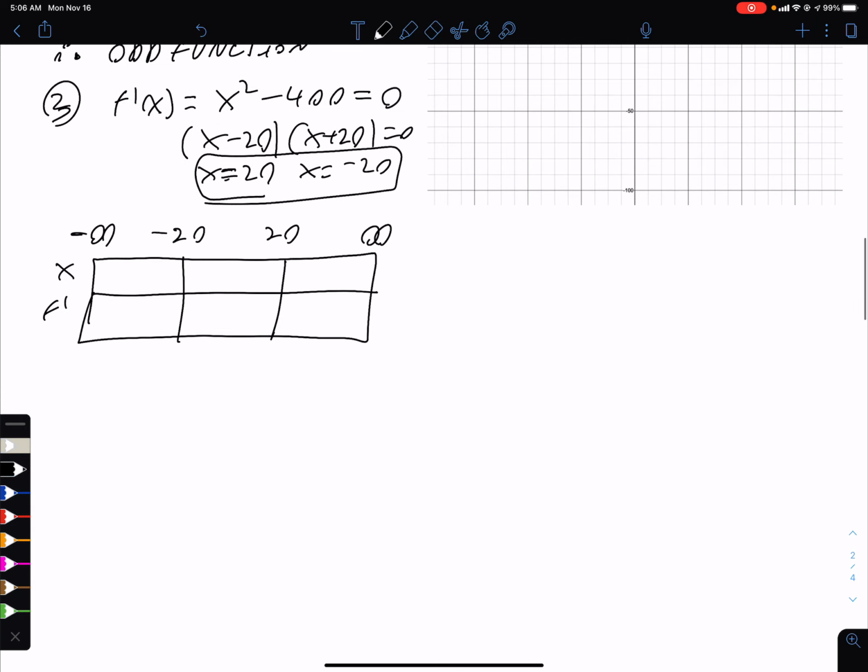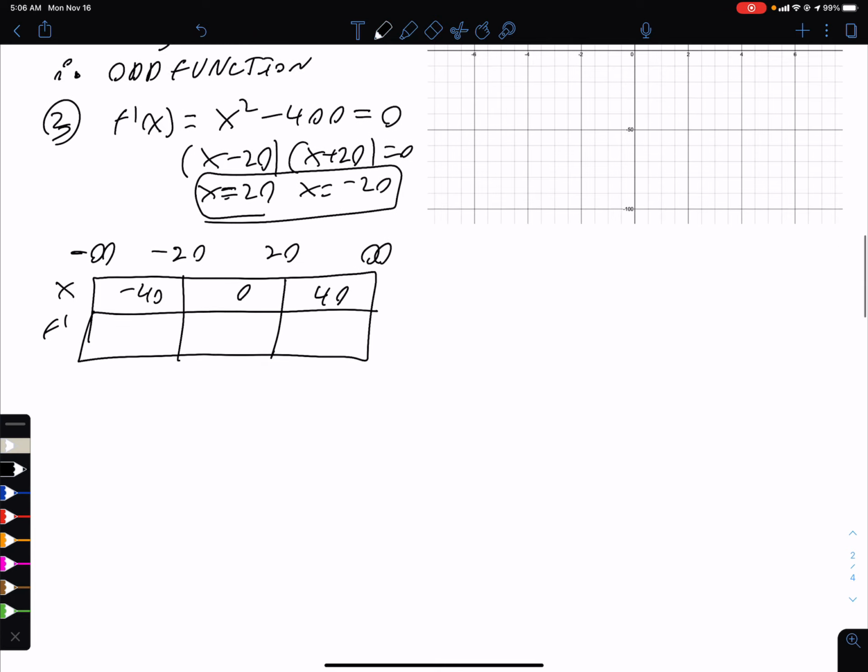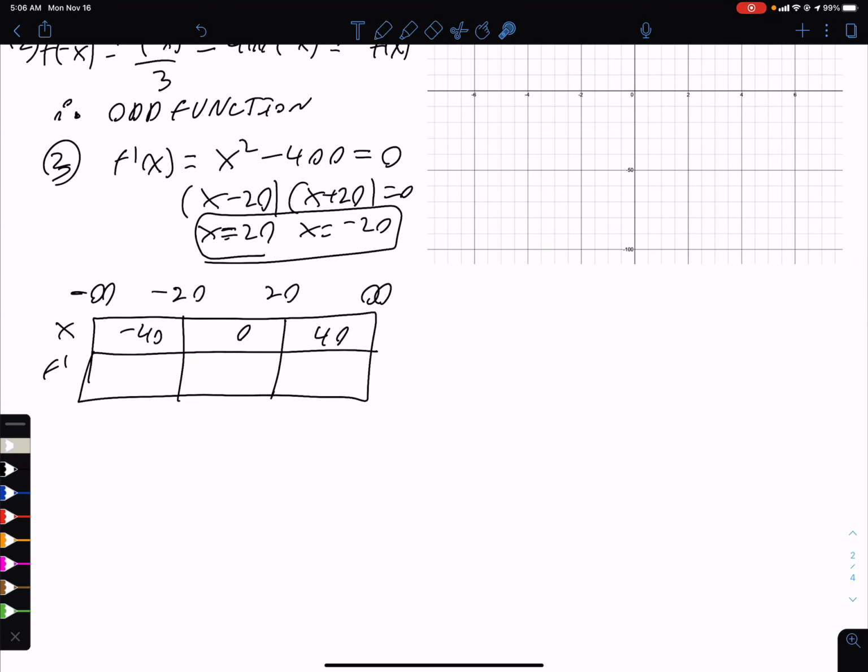So what do we know? Let's plug in numbers in each region. It's random. You can put whatever number you want in each region. 400 is kind of crazy, so I'll put 40. And then you check to see what the derivative will be. If I plug a negative 40 there and there, that'll be negative, that'll be negative. A negative times a negative is positive. I plug in 0, that'll be negative, that'll be positive. A negative times positive is negative. And then I plug in 40, positive, positive gives me positive. So I know it's increasing here, decreasing here, increasing here.